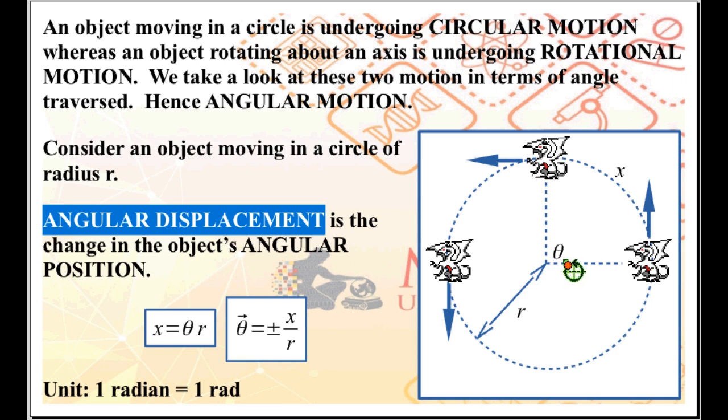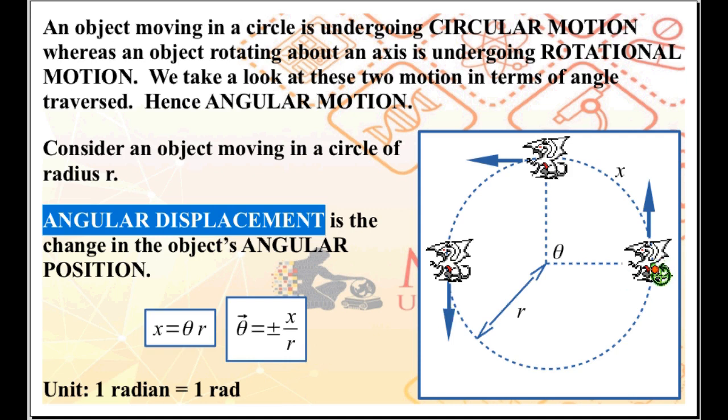We can relate theta with x. x is basically the distance traveled by the object. Basically, it's the arc length, the part of the circle being traversed by the object. So you have arc length x. Geometry tells us that arc length is just equal to theta r, where theta must be in radians. And again, r is the radius of the circle being traversed by the object. Transferring r to the other side, you have theta equal to x over r.